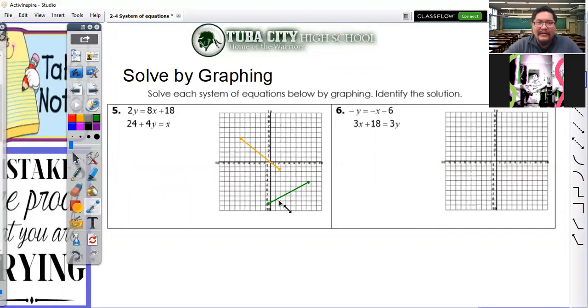Okay, but the problem is these lines should cross. This orange line should be going all the way down. So again, that's why I keep telling people, make sure you get that line extended all the way across.